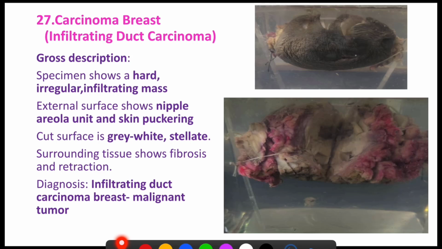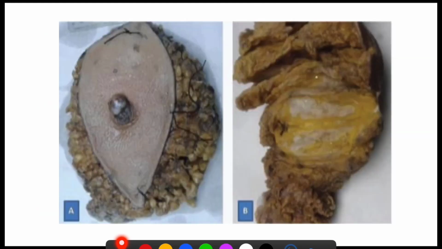So for this you can have questions about what is the difference between benign and malignant tumor. So here you have to learn the definition of neoplasia, difference between benign and malignant tumors, what are the examples of benign tumors, what are the examples of malignant tumors, like this. So you have to read theory accordingly.